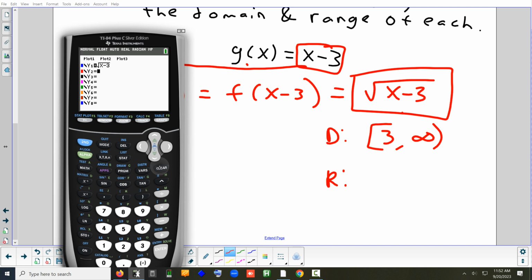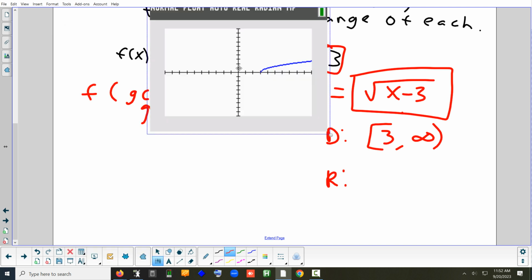And remember, range, we're looking for how high and low the graph goes. We already know the graph is going to start at 3 and go to the right. That's the domain, left and right. Range is up and down. So what does it look like the lowest that graph goes is? 0. And the highest? Infinity. It'll just keep going up.